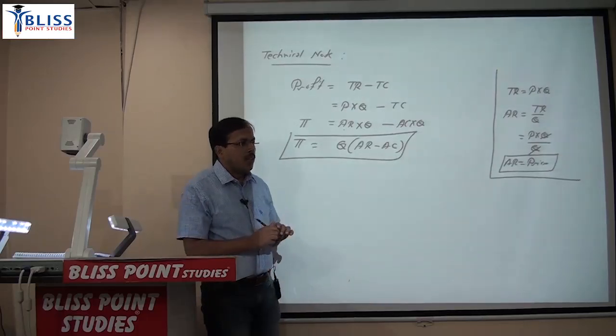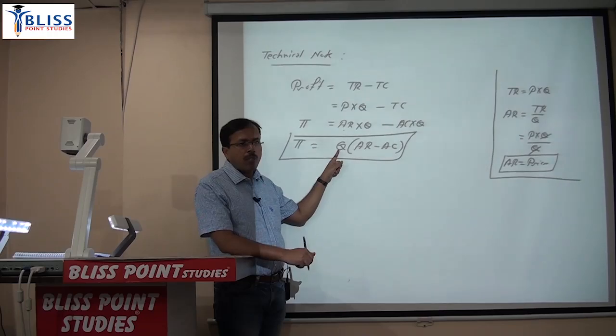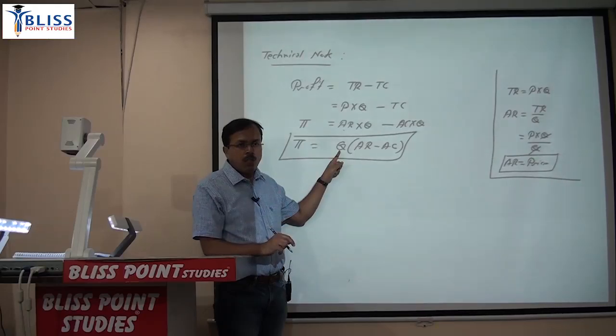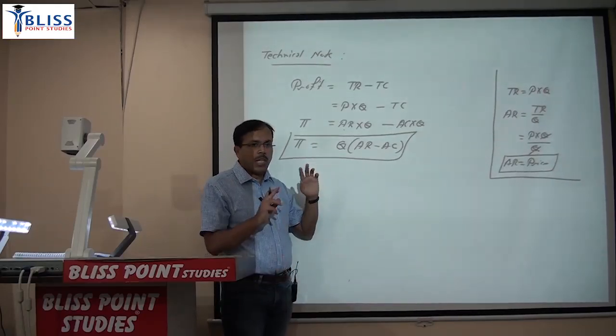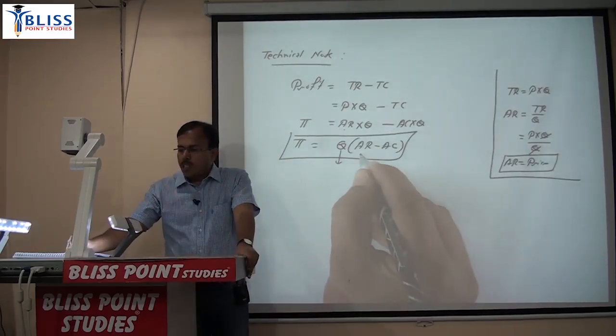Now answer one thing. How much quantity will the firm produce? This is quantity. How will you get this quantity? The firm will always produce that quantity where profit gets maximized, where MC is equal to MR. So when you equate MC and MR you will get this quantity. Now what is the term in bracket?